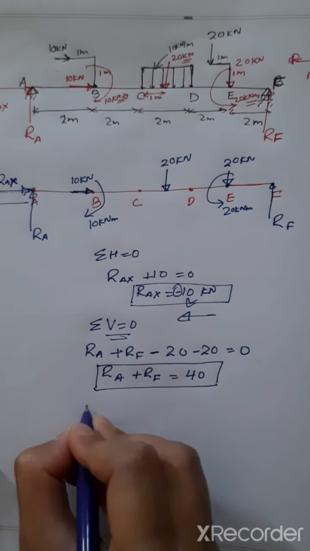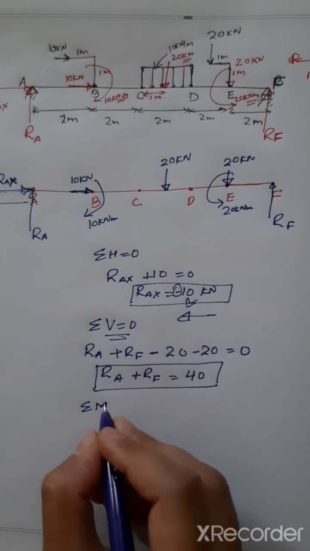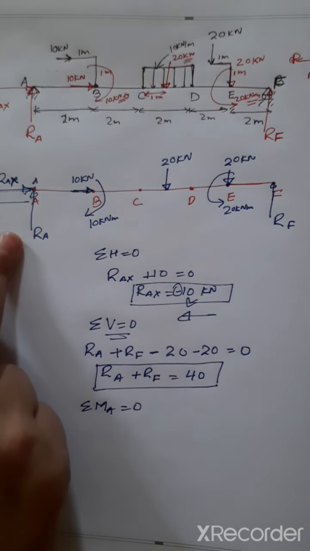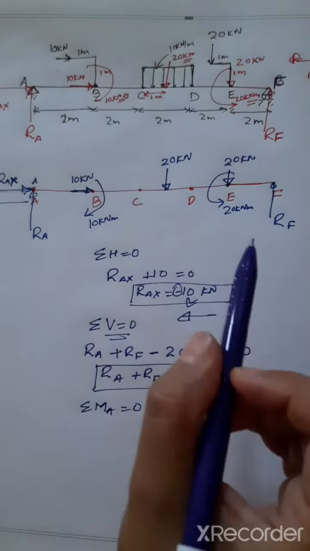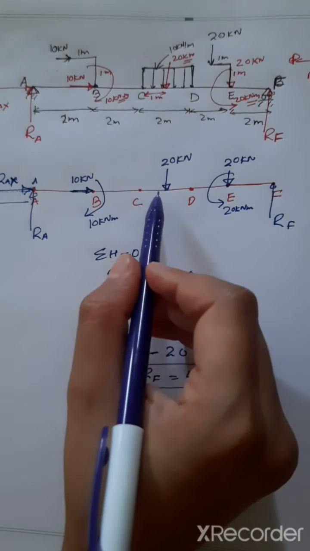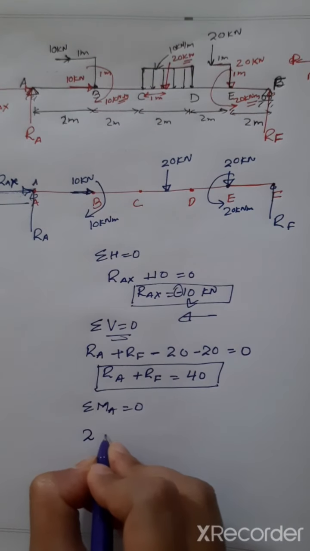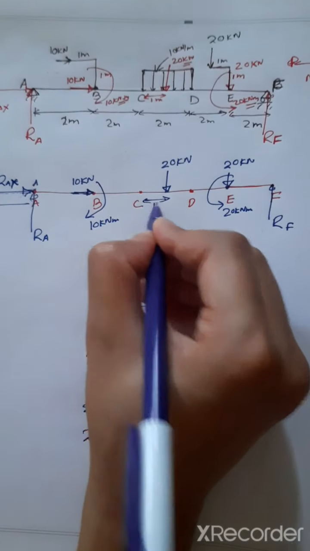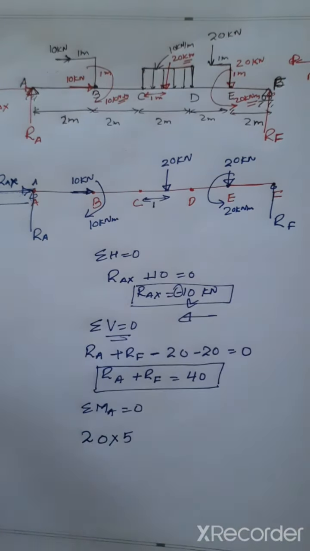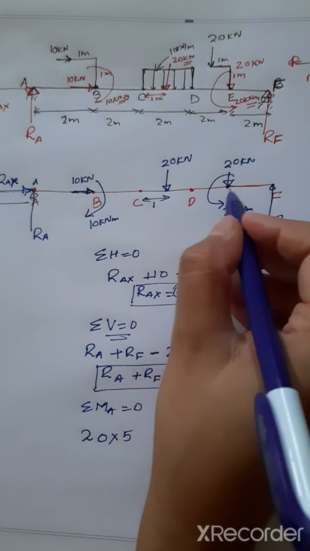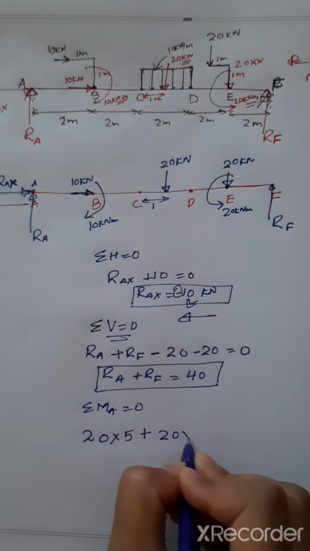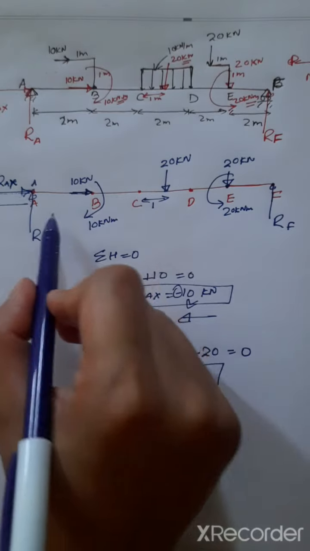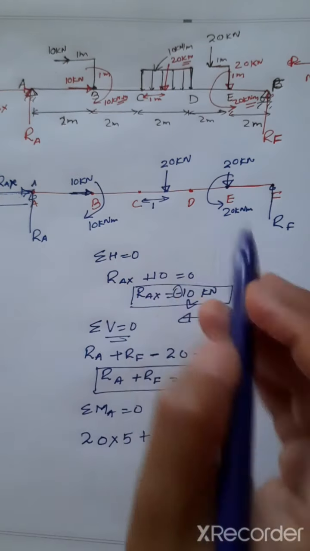Now for the third equation we will take summation of all moments about point A, equal to 0. So we'll take this 20 into the distance 2 plus 2, this is at 1 meter, so 5. 20 into 5, that is clockwise, plus this 20 into this is 2, 4, 6, and this is 8, 20 into 8.